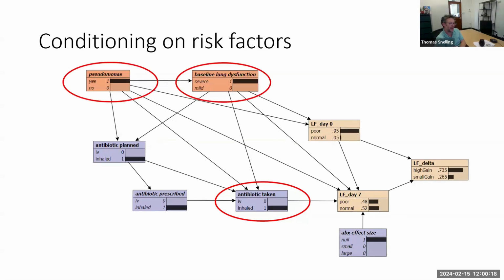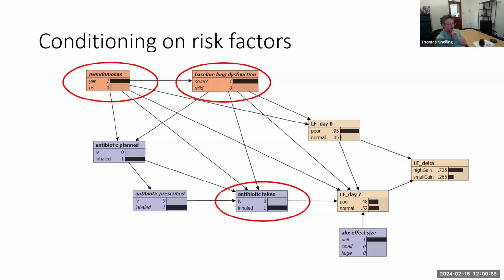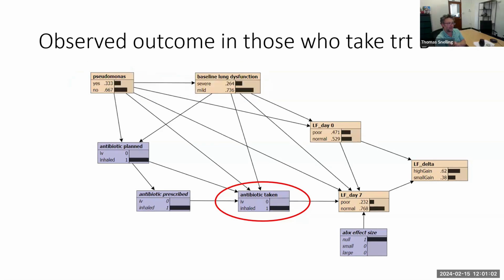So on the surface, it looks as though people who take intravenous antibiotics gain more than those who take inhaled antibiotics. But of course, that is all potentially confounded by these risk factors, Pseudomonas status, baseline lung dysfunction. And so we would need to be able to adjust or control for those factors that would otherwise confound the association. And in the context of the Bayesian network and the hypothetical scenario, we can do that, and we can see that in the scenario where there is no difference between intravenous and inhaled antibiotics, there is no difference in outcomes between those who take intravenous versus inhaled antibiotics.